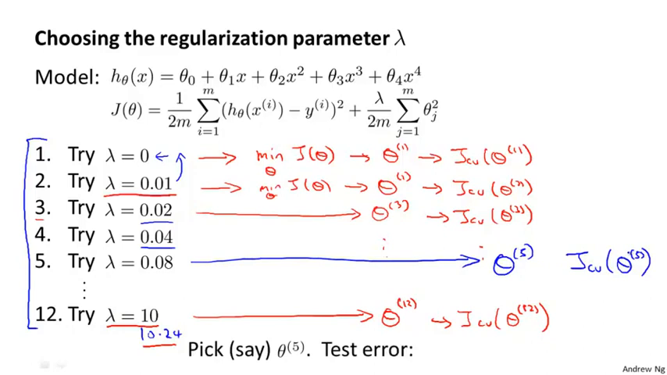Having done that, finally, what I would do if I want to report a test set error is to take the parameter theta 5 that I've selected and look at how well it does on my test set. And once again, here is as if we fit this parameter theta to my cross-validation set, which is why I'm saving aside a separate test set that I'm going to use to get a better estimate of how well my parameter vector theta will generalize to previously unseen examples. So that's model selection applied to selecting the regularization parameter lambda.